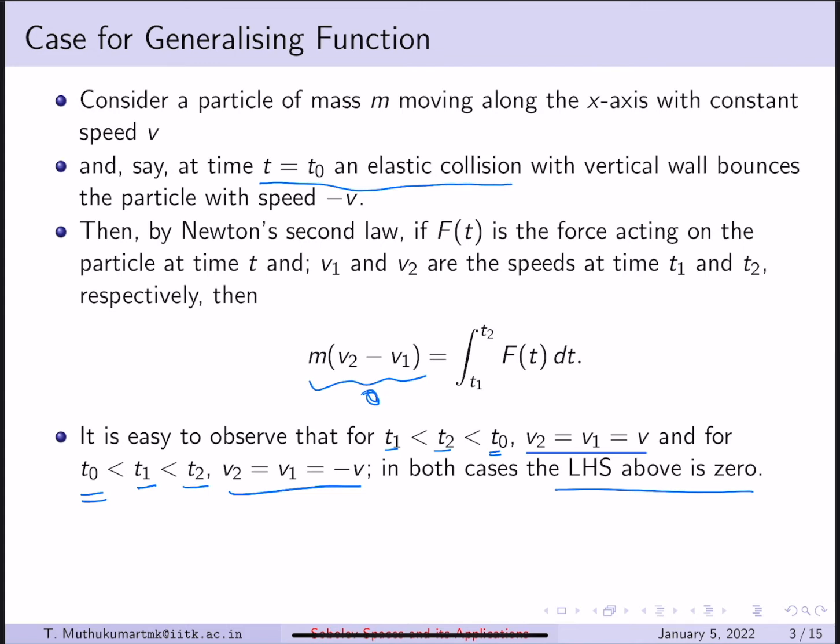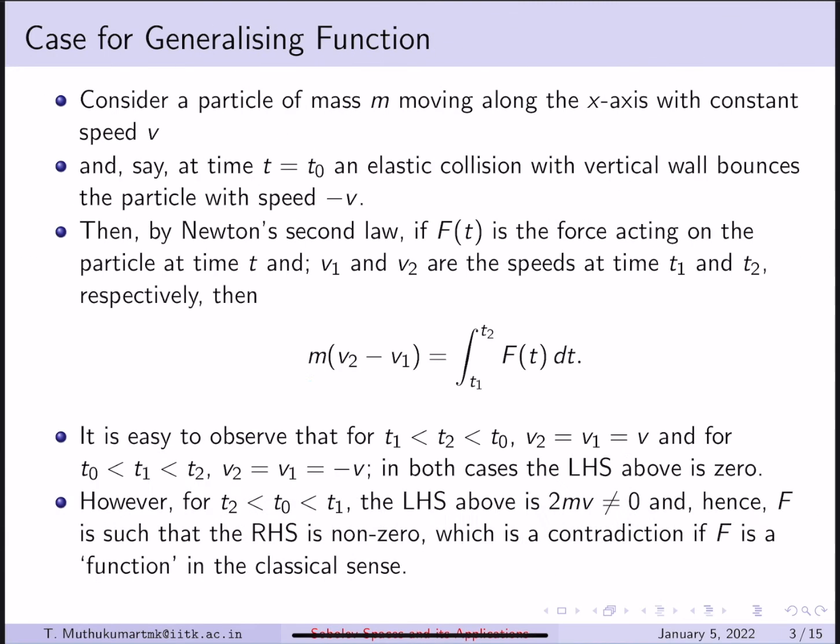Whereas if the times t1 and t2 are chosen before and after the collision, suppose t2 is a time before the collision and t1 is the time after the collision, then what happens here? This becomes 2mv, which is clearly not equal to 0 because none of them is 0 here. So the LHS is not equal to 0.